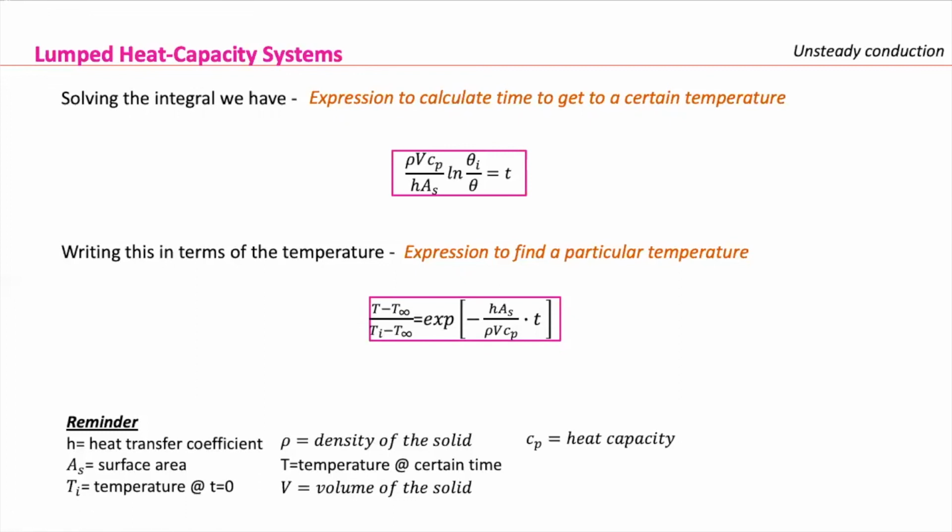So these equations are the ones that are going to help us calculate the time to get to a certain temperature or to find a certain temperature after a certain time, considering our system as an ideal system, as a lump heat capacity system.